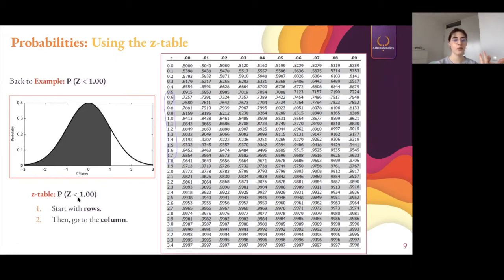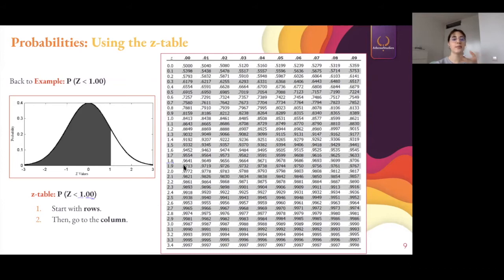So this is talking about the 1 and the 0 of this example. So we always start with the rows because those are talking about the first and 10th place. And then we move on to the columns, which is talking about the hundredths place. So 0.06, 0.07. In this case, our hundredths place is 0 again, because we're looking just for 1.00. So in this case, we have this probability that we're trying to find.